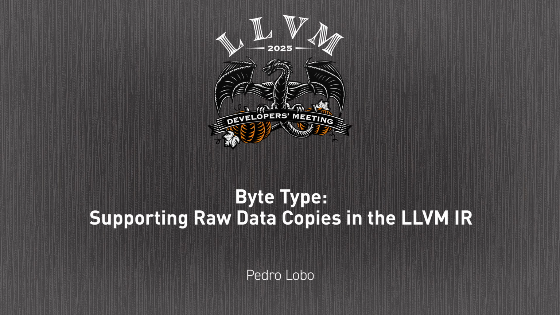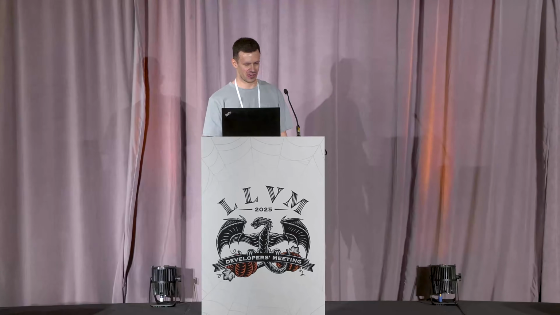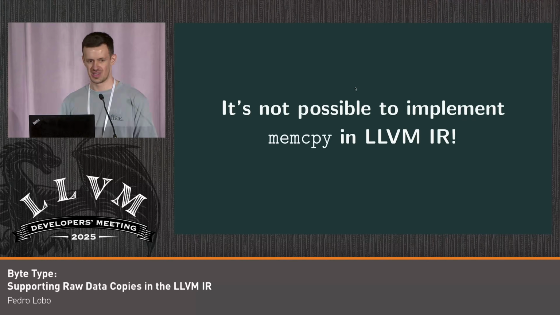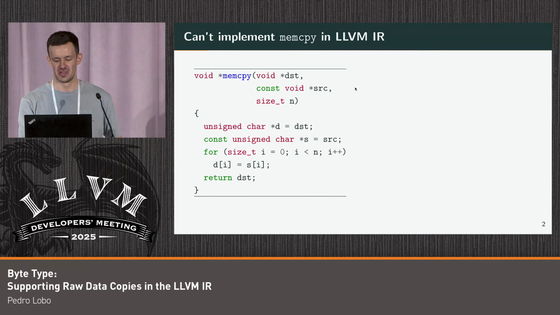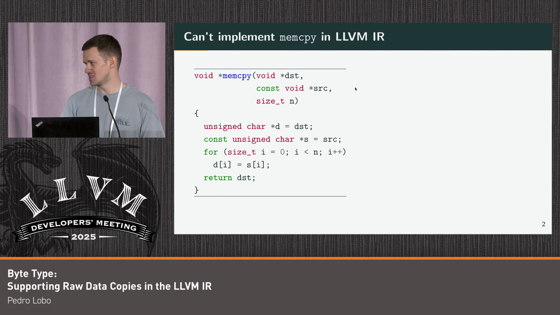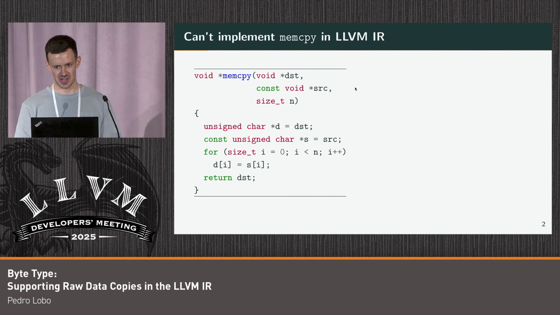I'd like to start by sharing some shocking news, which is that we cannot currently implement memcpy in the LLVM IR. If we consider a memcpy implementation in C, as you see here, we see that the copy is performed byte by byte using the unsigned char type.